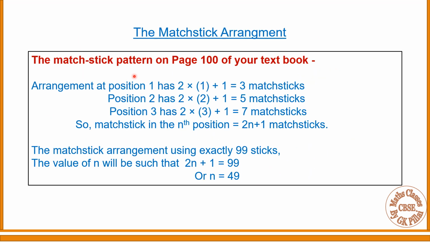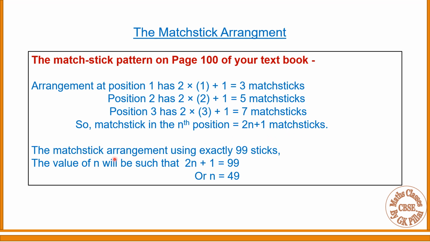There is a matchstick pattern or matchstick arrangement sum on page number 100 of your textbook. I am just giving a brief answer to that particular question. You can read the question from your textbook. Arrangement at position 1 has 2 into 1 plus 1, 3 matchsticks. Position 2, 2 into 2 plus 1, 5 matchsticks. Position 3, 2 into 3 plus 1, 7 matchsticks are there. So if you continue this way, you will reach the nth position. Then the number of matchsticks will be 2n plus 1 matchsticks.